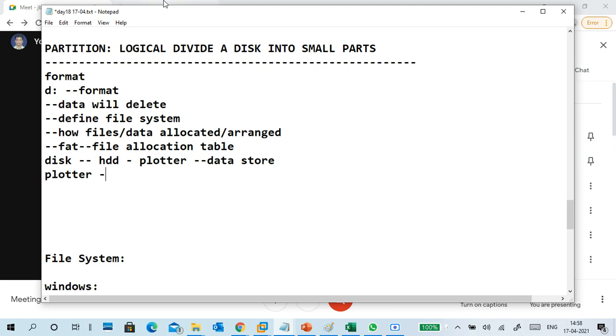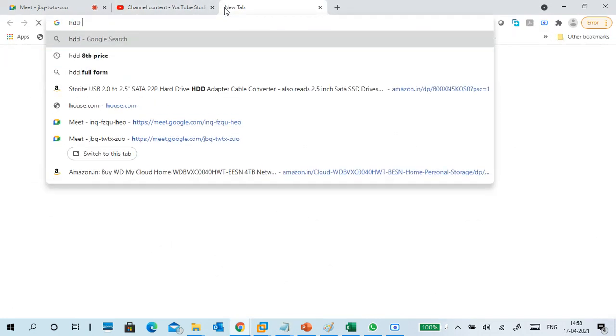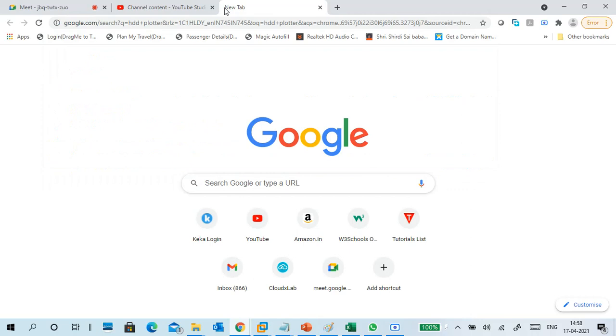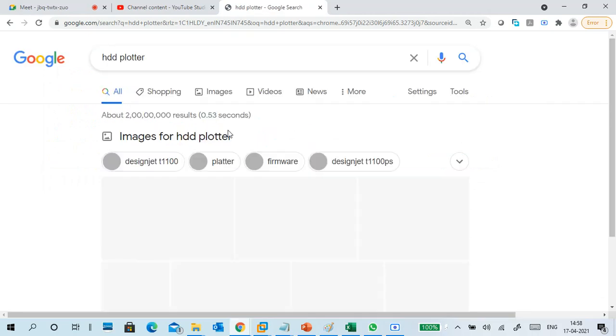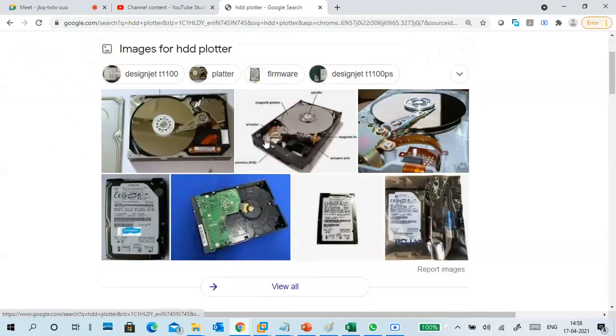So platter. It is an HDD platter, like this. Can you see this is the platter, and this is a read and write head. It will read and write on the disk. And there is a permanent magnet.